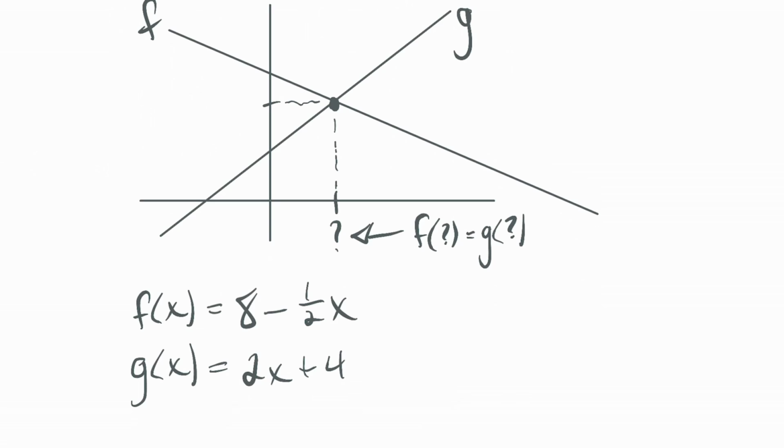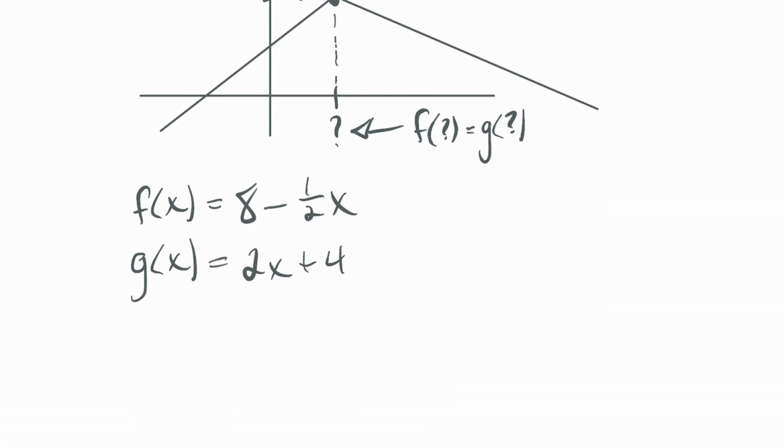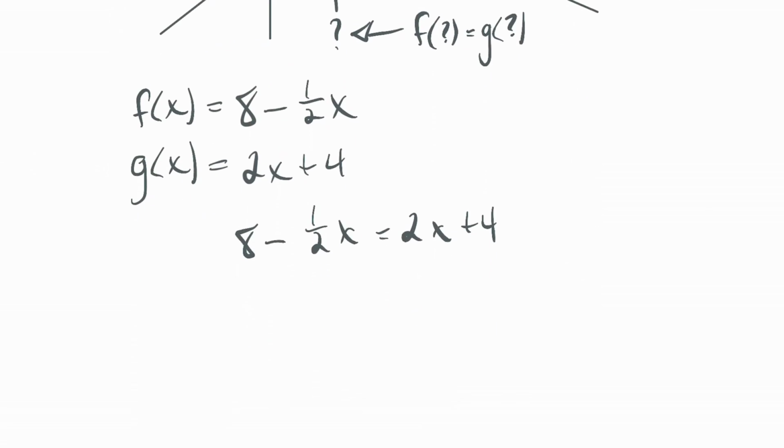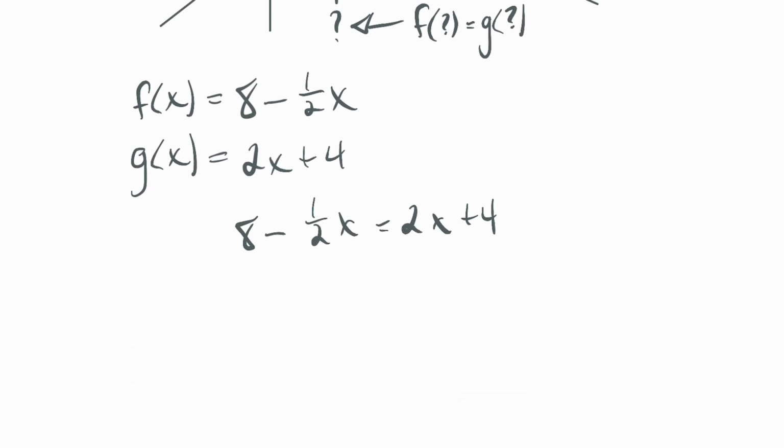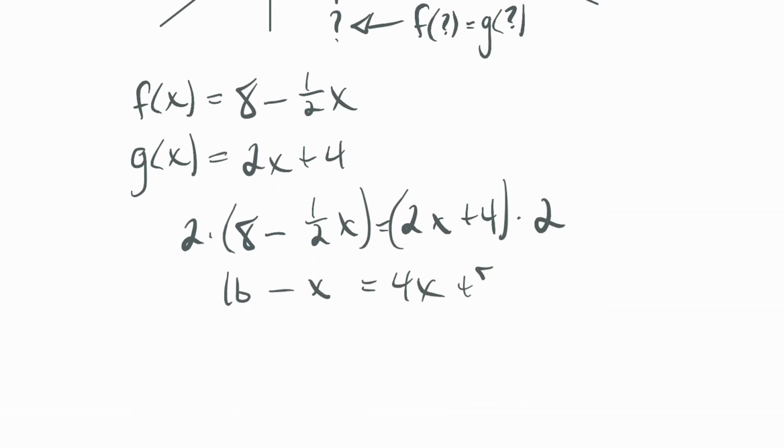All I have to do is take these two formulas, set them equal to each other, and solve the resulting equation, and that will give me the x value where the outputs are the same. So 8 minus 1/2 x equals 2x plus 4, and I just want to solve this linear equation. There's a fraction involved, which makes it a little harder. What I generally like to do when I have fractions is get rid of them as my first step. So I'm going to double everything. My numbers get larger, but there's no fraction. So 16 minus x equals 4x plus 8.